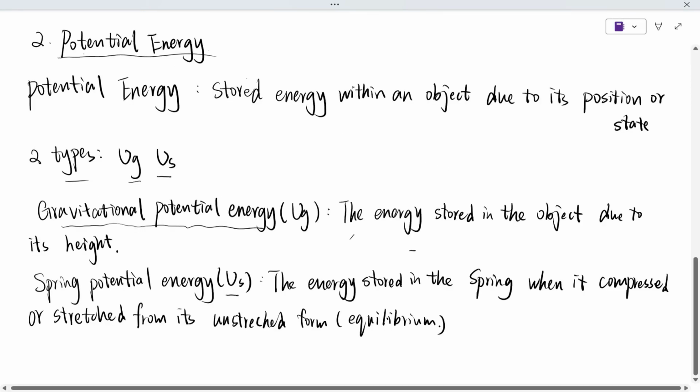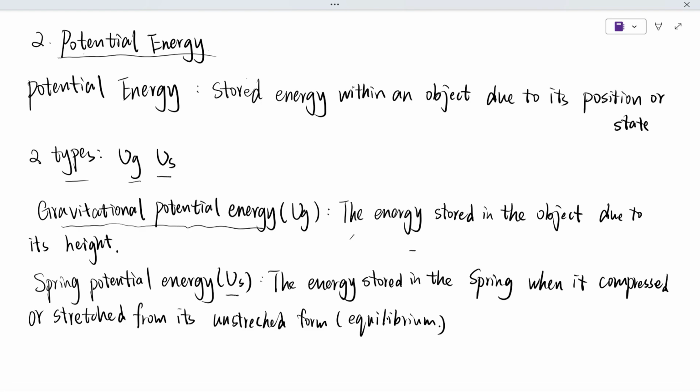Alright, next topic, potential energy. First of all, we have to understand what is potential energy. Potential energy is a stored energy within an object due to its position or state. And there are 2 types of potential energy. One is gravitational potential energy, known as Ug, and the other one is Us, which is spring potential energy. You only need to understand these 2 types in AP Physics 1.